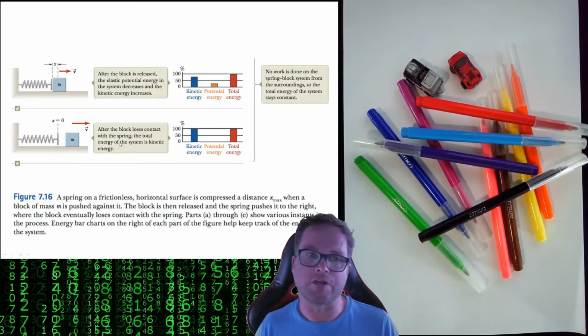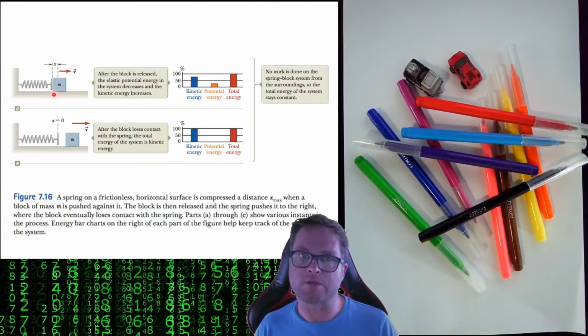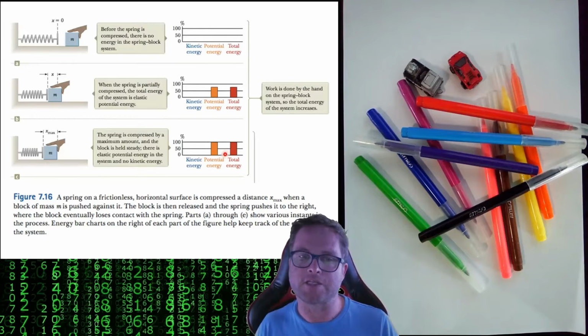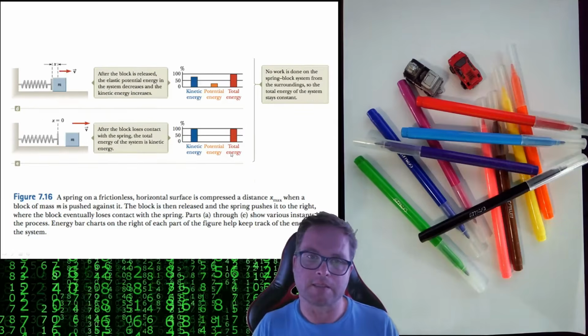If we go on to look at what happens after the block is released, initially the spring will still be in contact with the block, but of course the block will start moving with some velocity v. And once the block starts moving, we can see that kinetic energy has been introduced into the system. And of course the potential energy has now decreased.